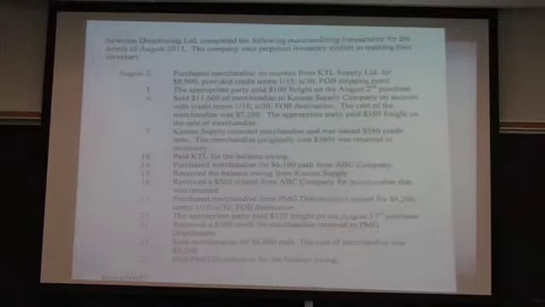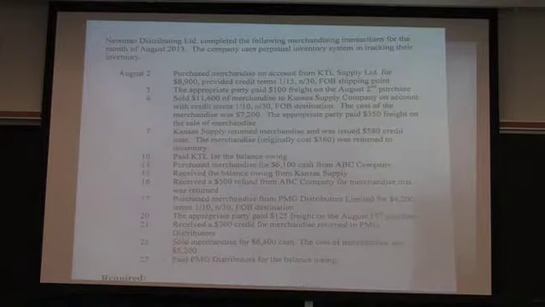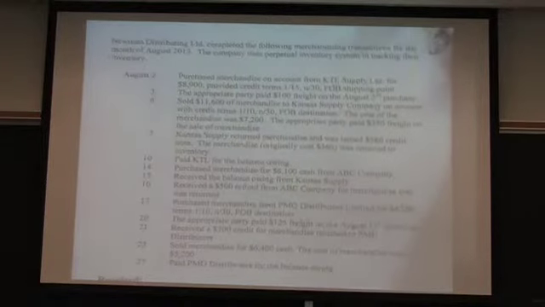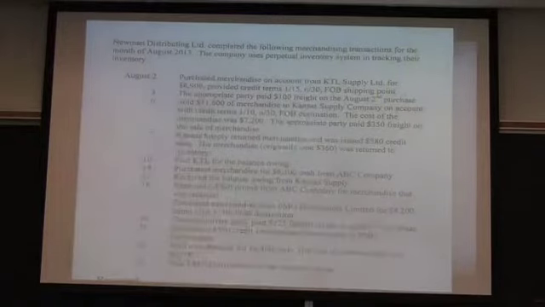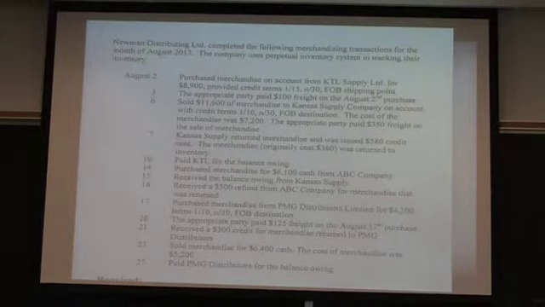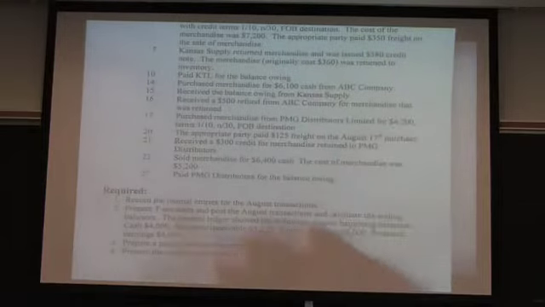So this company's name is Newman, and they just completed the following transactions for the month of August. And the company uses a perpetual inventory system to track their inventory. So what we're going to do is analyze each transaction, and we're going to actually post it directly to the T account as well. So on August 2nd, the merchandise on account, actually, before we do that, let's take a look at the required.